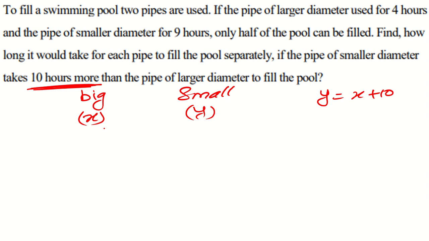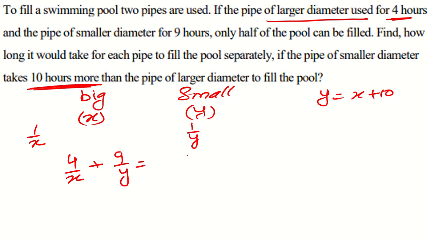In the exam, remember that if you take x as the smaller and y as the bigger, then this equation will interchange, x and y will interchange. Now, I have taken x hours to fill the pool, and the pool we have taken as one pool. So in 1 hour, how much will the larger pipe fill? 1 over x. In 1 hour, how much will the smaller pipe fill? 1 over y. Now, the pipe of larger diameter is filling for 4 hours, so multiply by 4: 4 hours means 4 over x. Here, 9 hours means 9 over y is equal to, it is just filling half of the pool. So it is half.